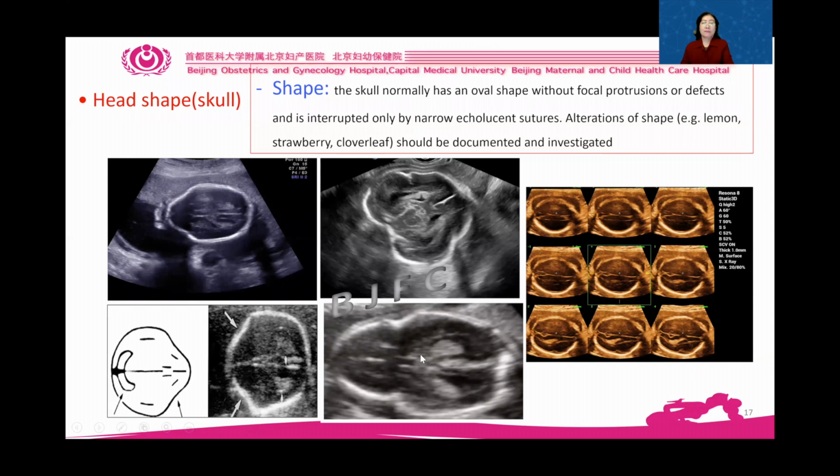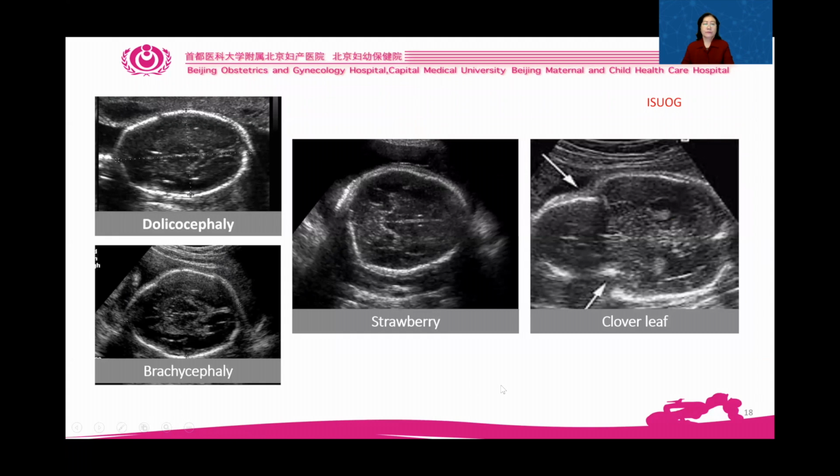Cleft lip here. So what's this one? Is this cleft lip or not? This is craniosynostosis. Look at the sutures; they are closed here. So we should know the shape of the head: dolichocephaly, brachycephaly, strawberry, cleft lip.